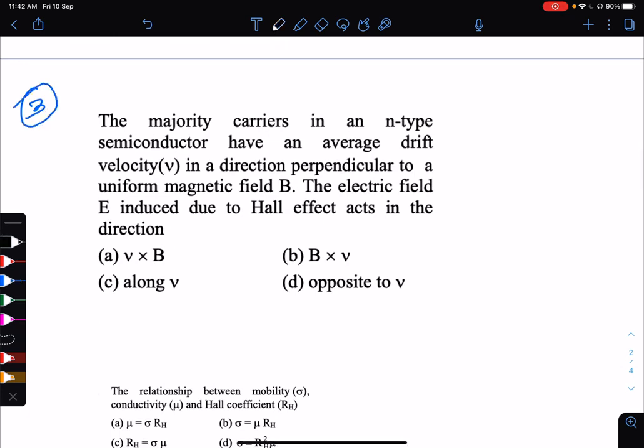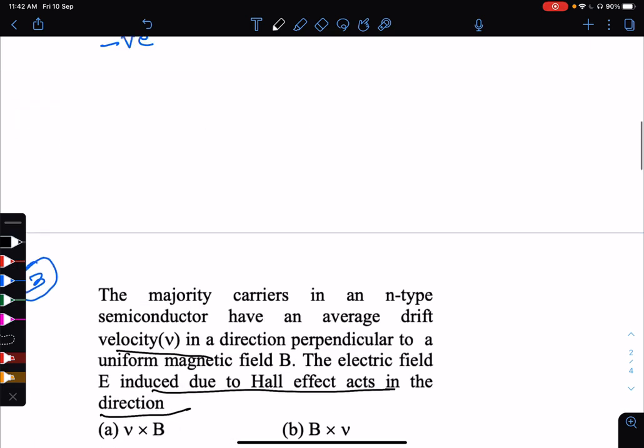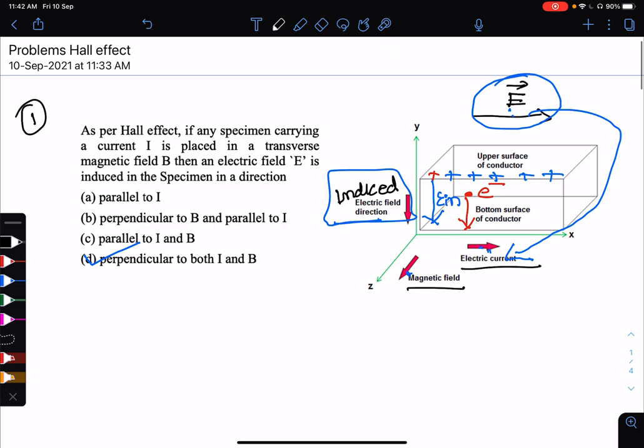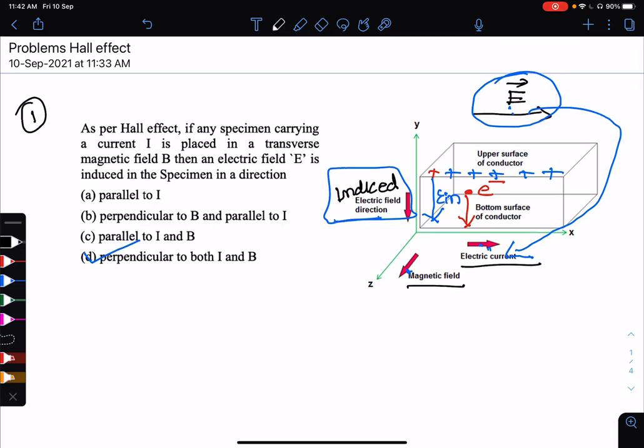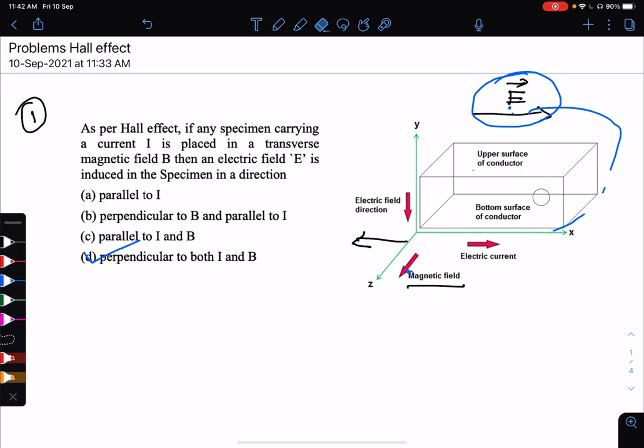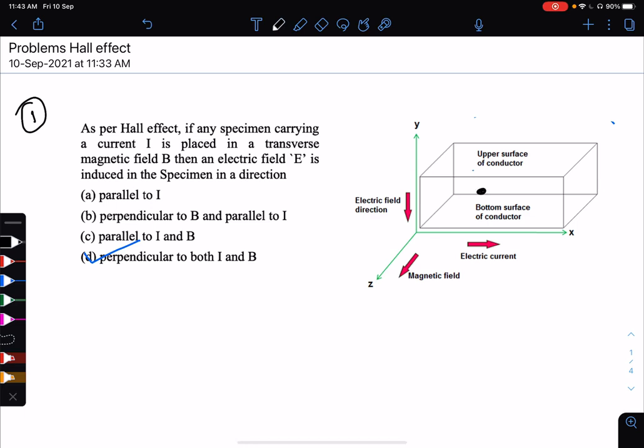the majority charge carriers in an N type have an average drift velocity V. The electric field induced due to Hall effect acts in which direction? They are asking. So in this you can look at this sample. Actually, the electron will gain velocity in this direction. Whenever an electron is there, it will have a velocity opposite to the direction of the current. Velocity will be in this direction.